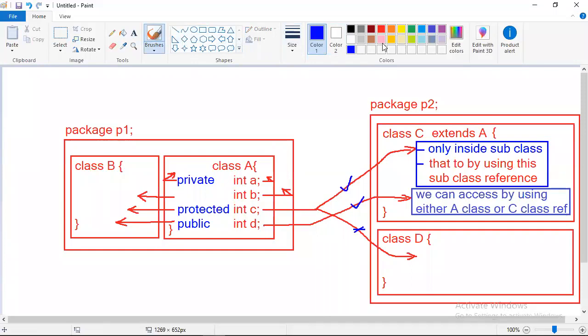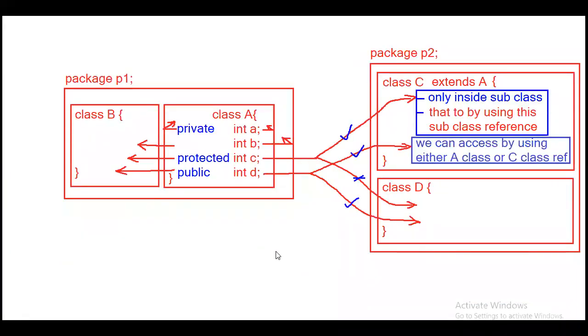Then next, tell me, into class D, will the public variable come or not? Yes. Why? Because it is public. You can access it however you want, using A reference or C reference. So this is the complete diagram about accessibility modifiers. Did you get clarity on this diagram?